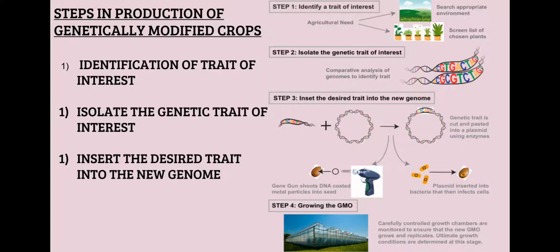Then the last step is sowing these seeds and giving them controlled, careful monitoring, and then these seeds grow up to be the GMOs with the genetic expression which expresses the endotoxin and is resistant to pests.